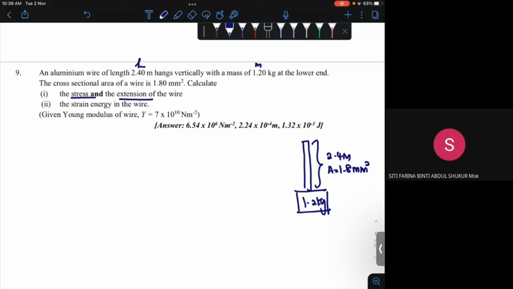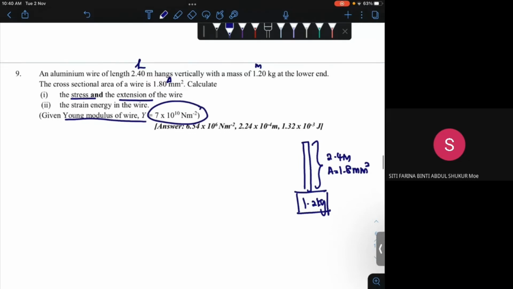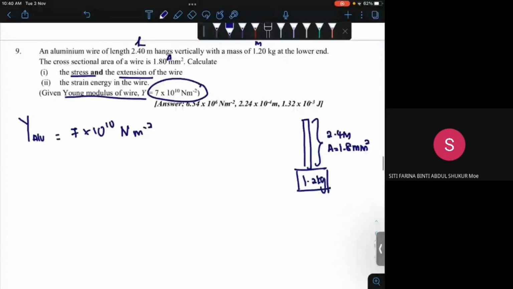Alright. Okay, dekat sini apa kita ada? Kita ada length, kita ada mass, kita ada area, and then dekat bawah ni dia kata given the Young modulus sebanyak this much. So our aluminium wire has a Young modulus of 7 times 10 to the power 10. Okay, so the question asks to find the stress.